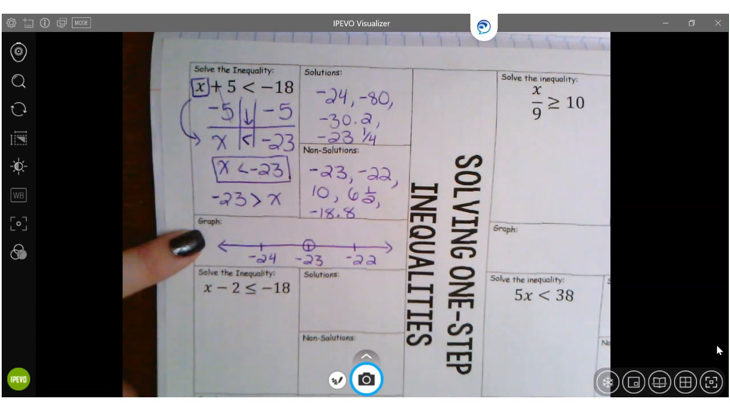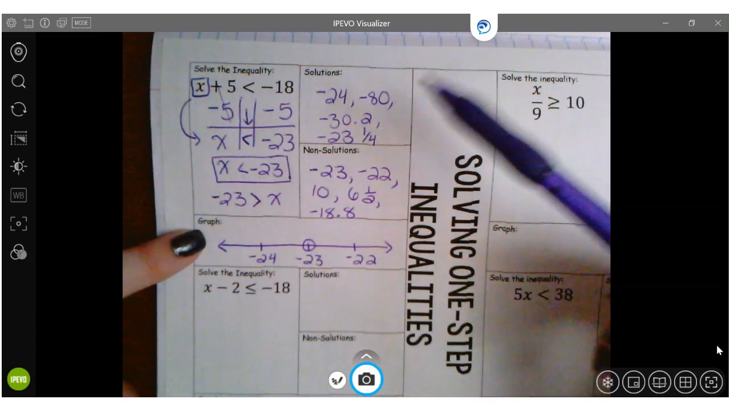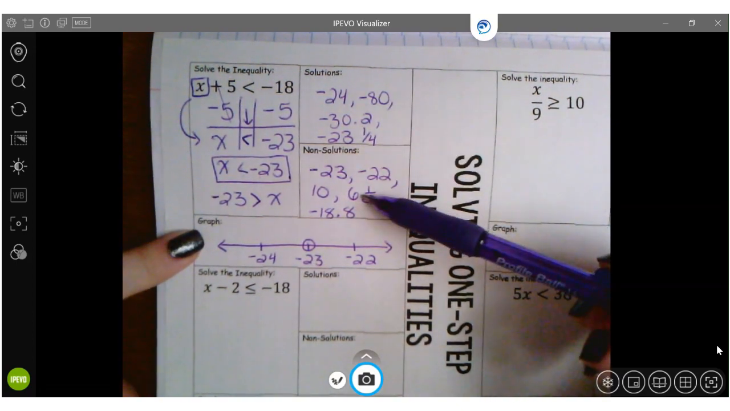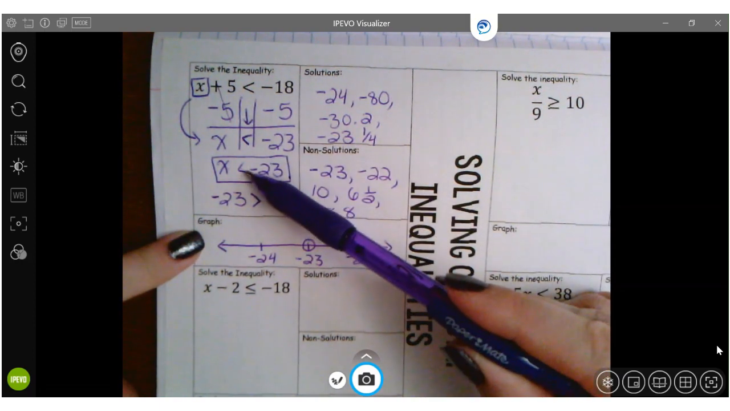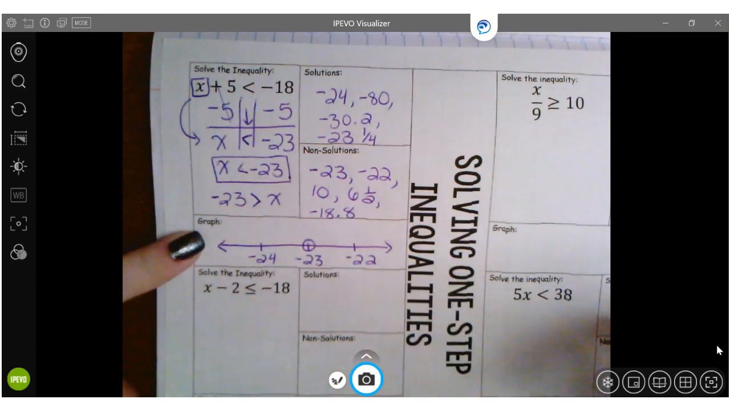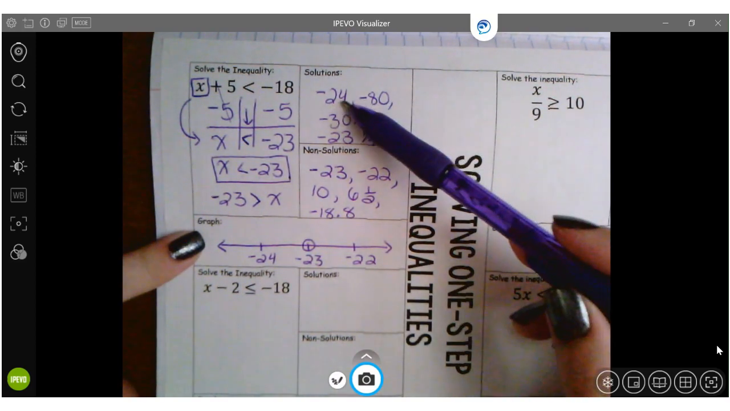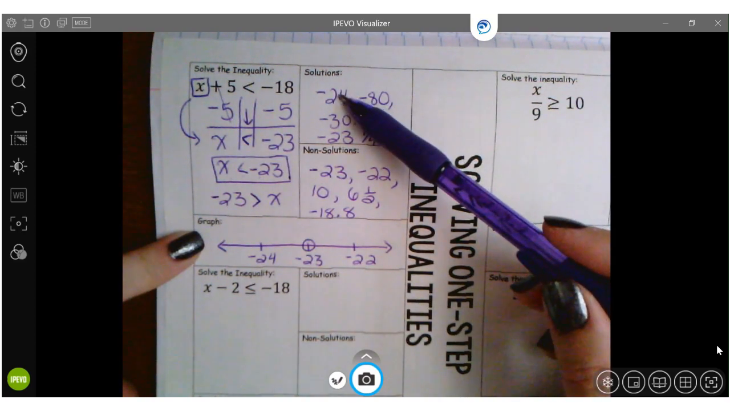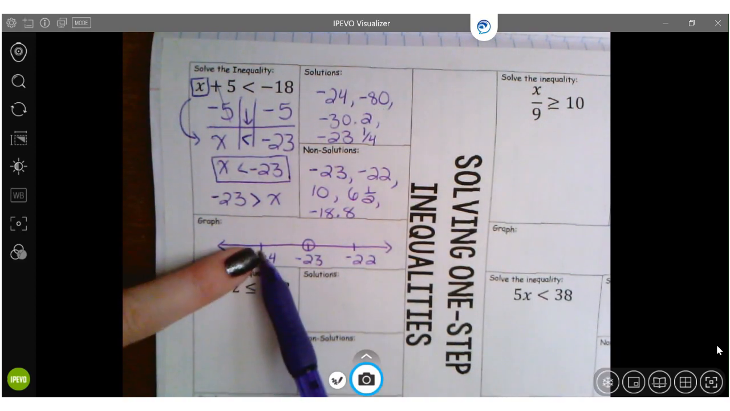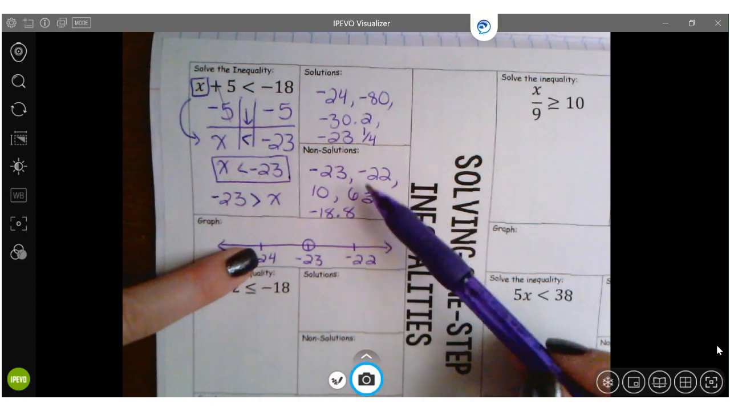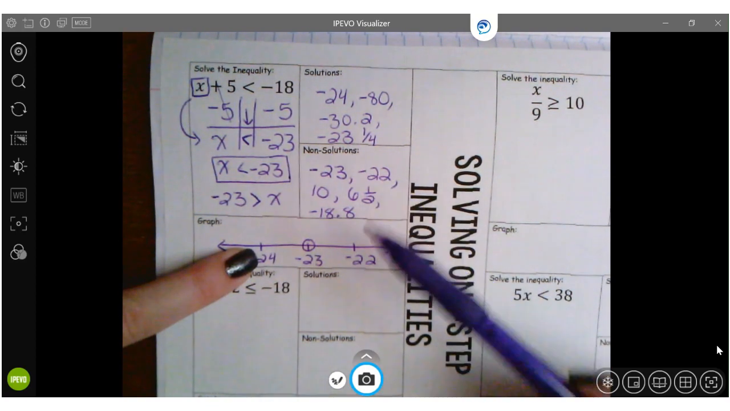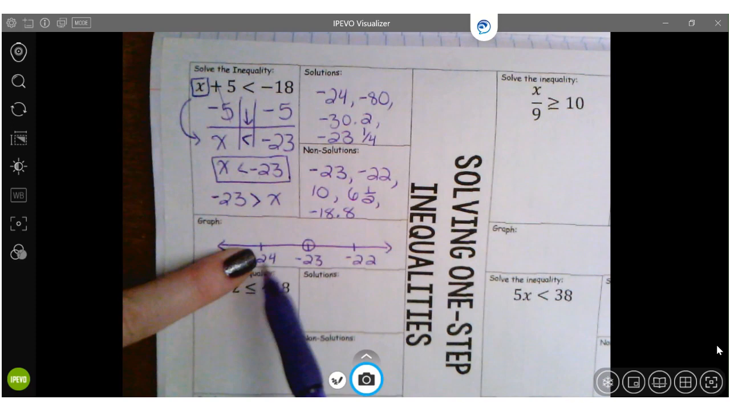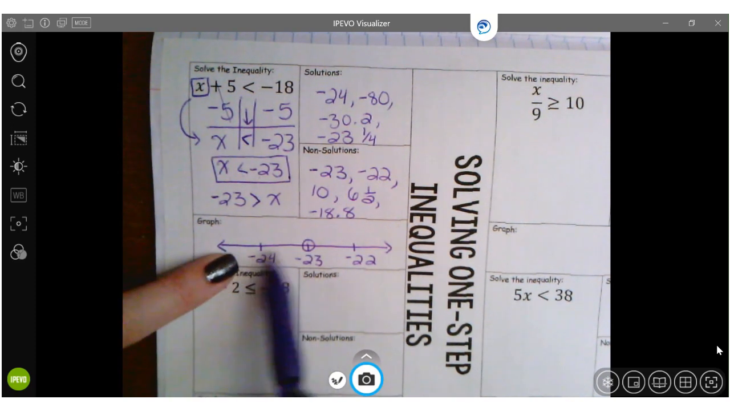And then I have to decide which way I'm going to shade my number line. So you can look at your solutions and non-solutions, or you can use your inequality symbol to help you draw that arrow as long as your variable's on the left side. I'm going to look at the solutions first. So I'm going to check it with that as well. So negative 24, that is a solution. Negative 24 is on the left side. Negative 22, we said, was not a solution, and that's on the right side. So I want to shade in the side that has solutions, which in this case would be the left side because negative 24 was a solution.